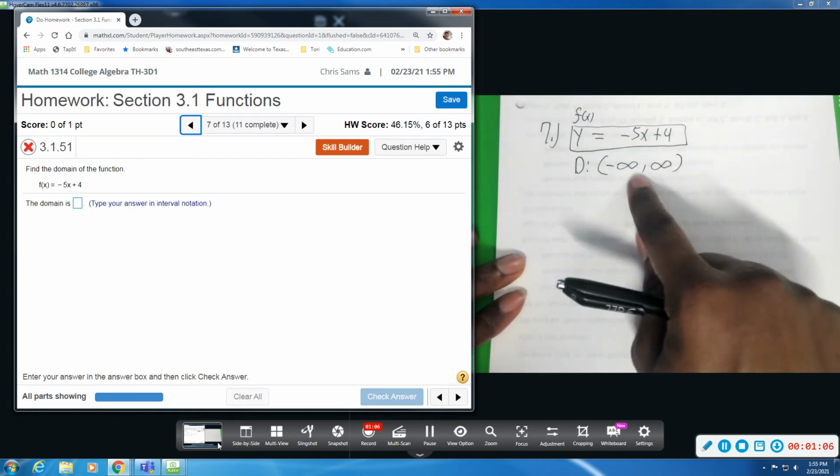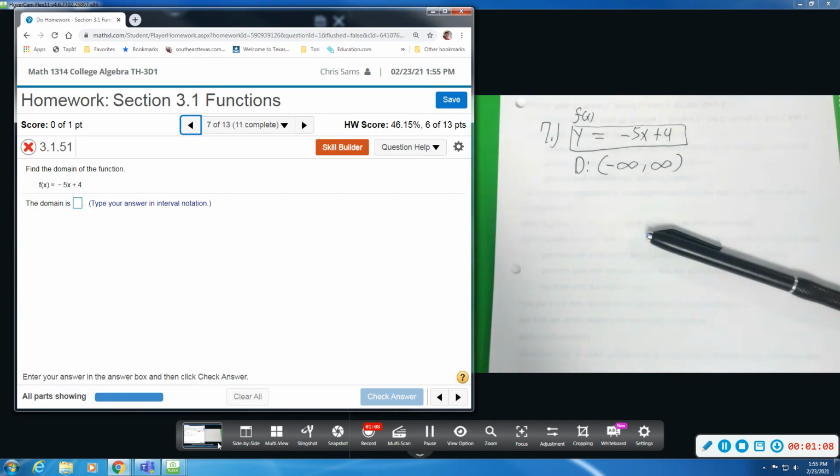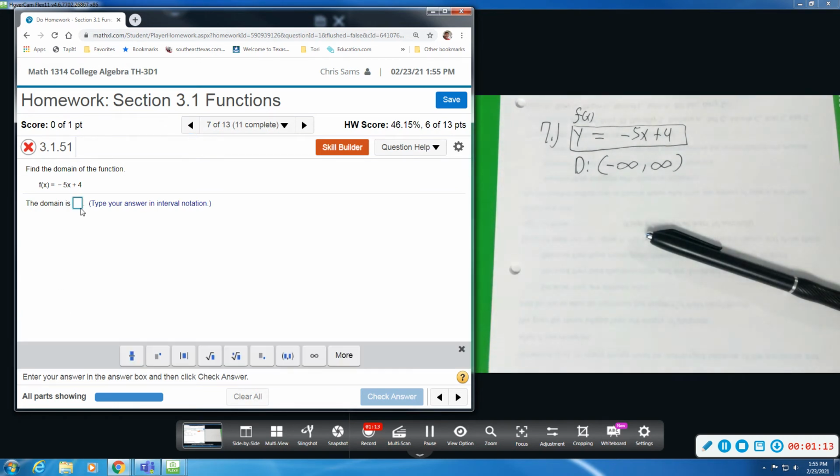They want it listed in interval notation, and this is how you do all real in interval notation. So negative infinity to positive infinity.